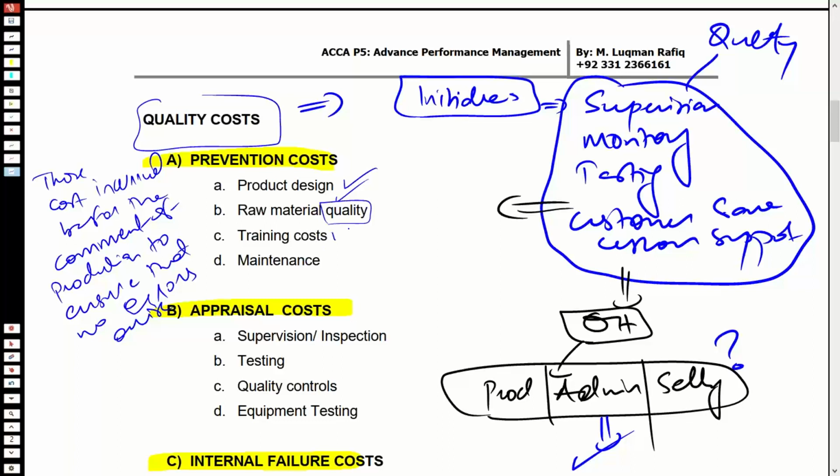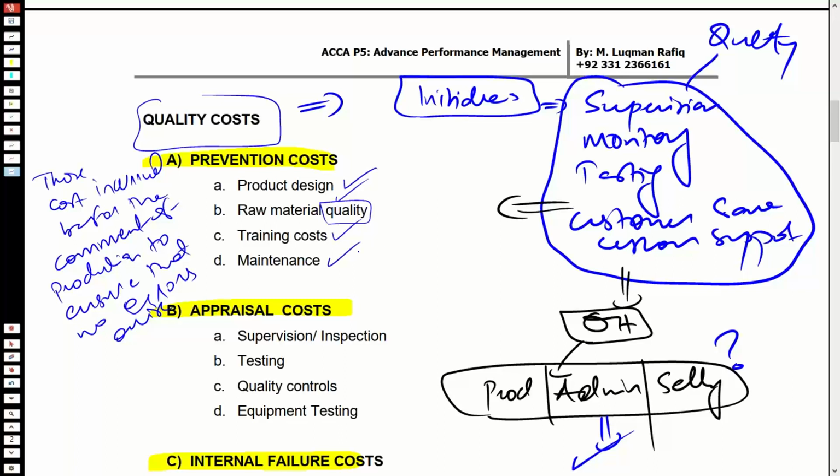So then there is this training cost, which is the cost incurred before the commencement of the production, for training your staff, just to make sure that your staff does not mess up in the end. So that is all going to be considered as what? That is all going to be considered as your quality prevention cost, and then maintenance, etc.